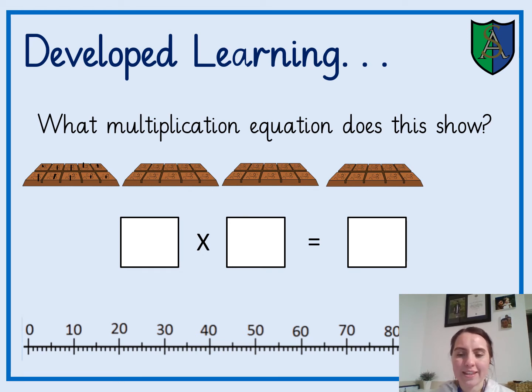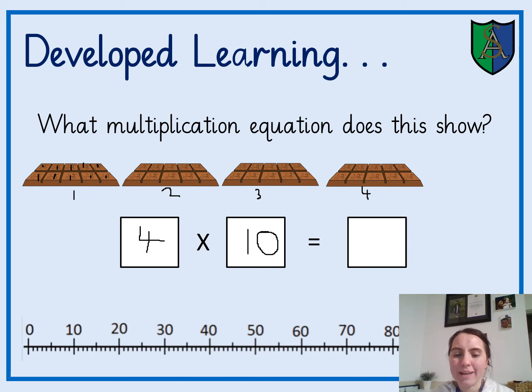So if we were counting this, we would count it as tens, wouldn't we? So we've got how many tens here? How many bars of chocolate have we got? We've got 1, 2, 3, and 4. So we've got 4 times by the amount in 1 bar of chocolate. What is the amount in 1 bar of chocolate worth again? Excellent, it's worth 10. So we've got 4 times 10.